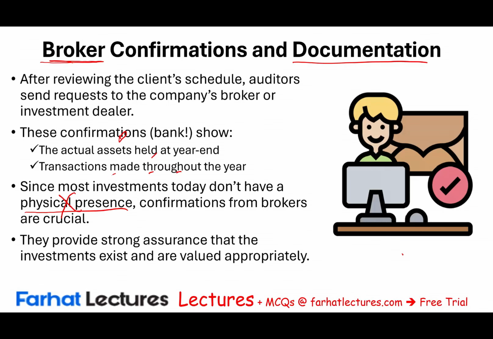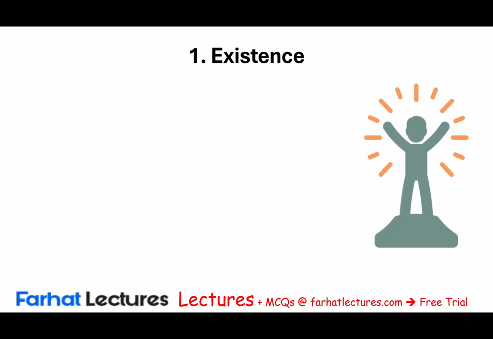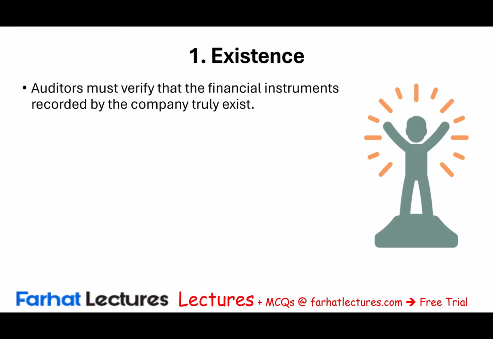Why? Because it's a third party. That's the assumption here, and the third party is legitimate. And if the third party is legitimate and they're telling you we have the stocks, existence is there, then we have to accept this. So the auditor must verify that the financial instrument recorded by the company truly exists.